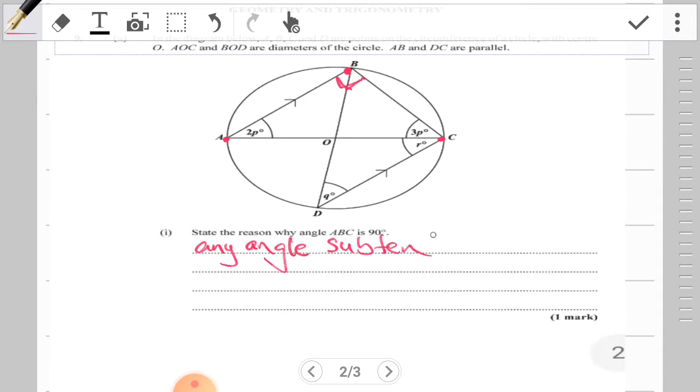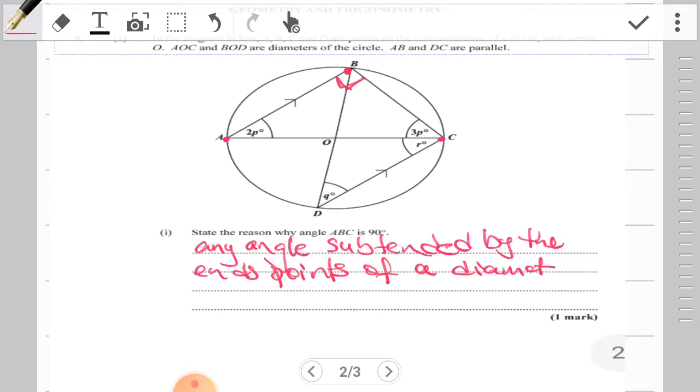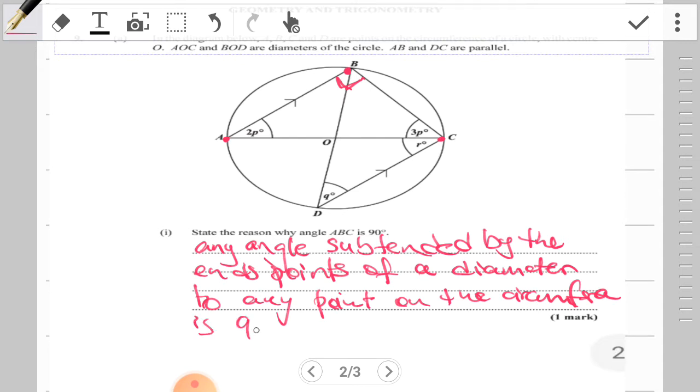any angle subtended by the endpoints of a diameter to any point on the circumference is 90 degrees.